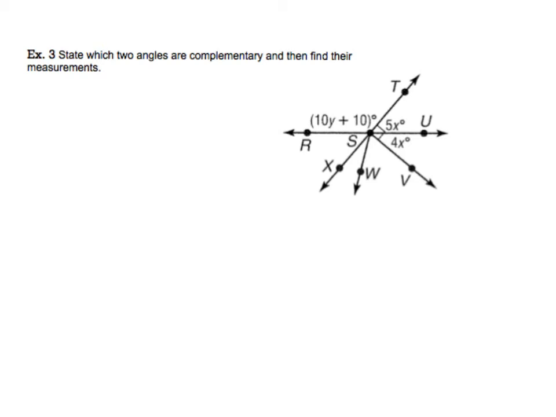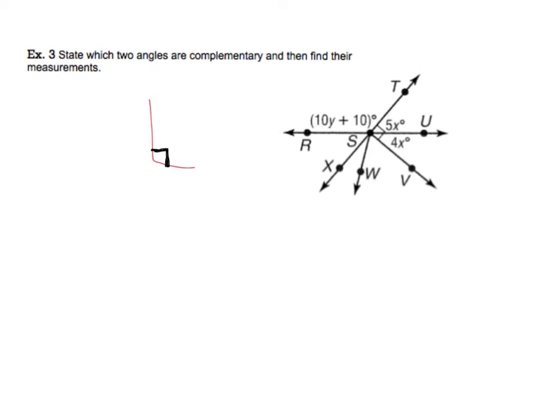State which two angles are complementary and then find their measurements. Now, one of the awesome things about complementary is that it adds up to 90 degrees. And one of the nice things about 90-degree angles is that they're always identified by this symbol here. Okay, so anytime you have a figure and you see that, then the odds are those two angles are going to have to add up, you said it, to 90 degrees.